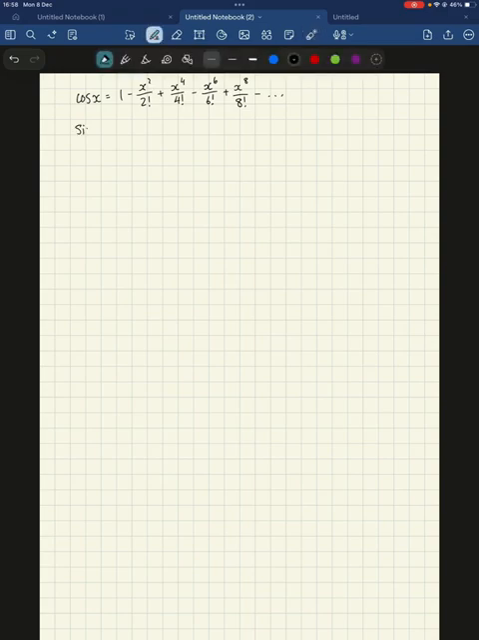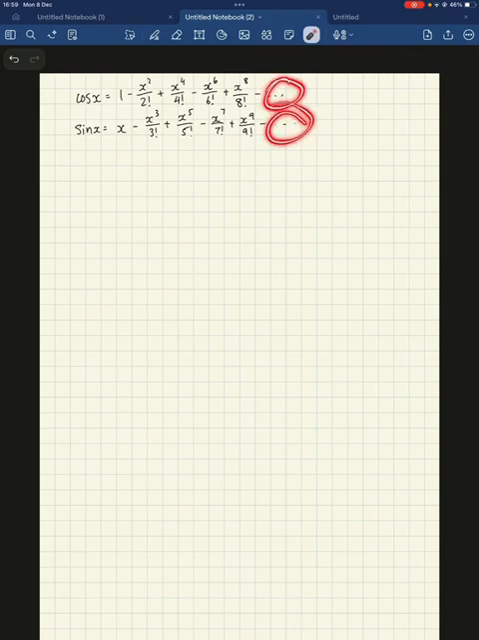For sin x, we basically have the opposite terms. We start with x, then we have minus x cubed over 3 factorial, and this is just the odd numbers. There's still this alternating plus minus, so then we get plus x to the power of 5 over 5 factorial, minus x to the power of 7 over 7 factorial, plus x to the power of 9 over 9 factorial, minus, and so on. These just keep going on forever and ever.